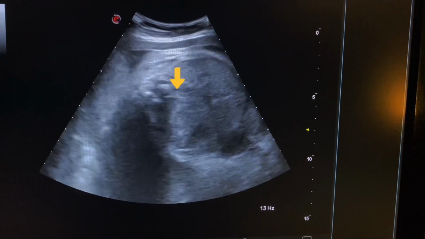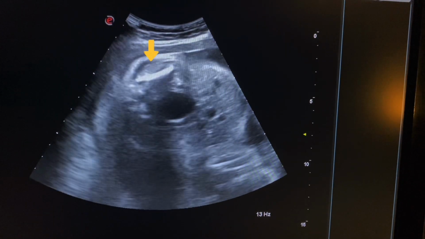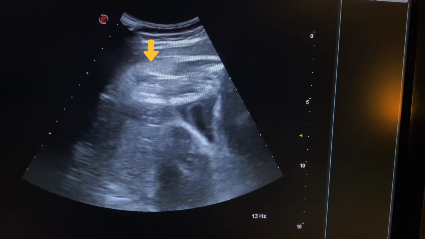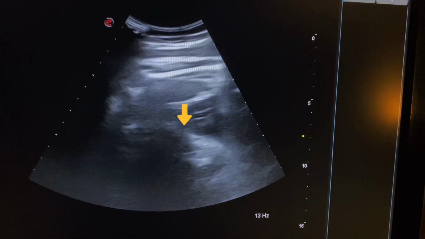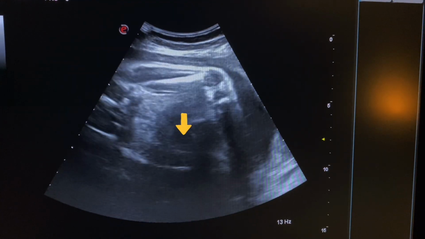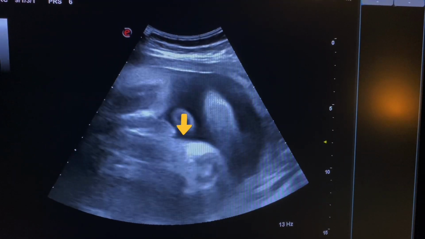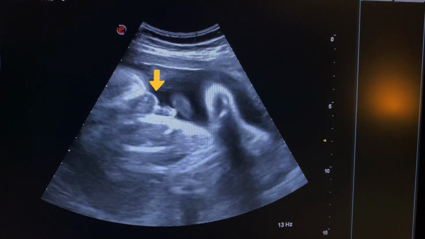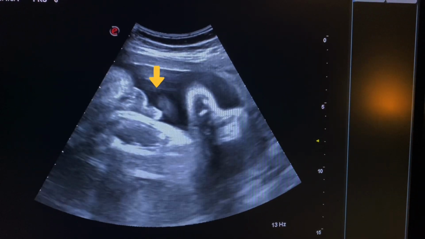Here we see the urinary bladder and the pelvic bone. And for gender identification, first we will locate both thighs of the fetus. Here we see the first thigh and this is the second thigh or leg. And now we will focus between these thighs. Here we see the gender. This is male gender. Here we see the penis and scrotum.